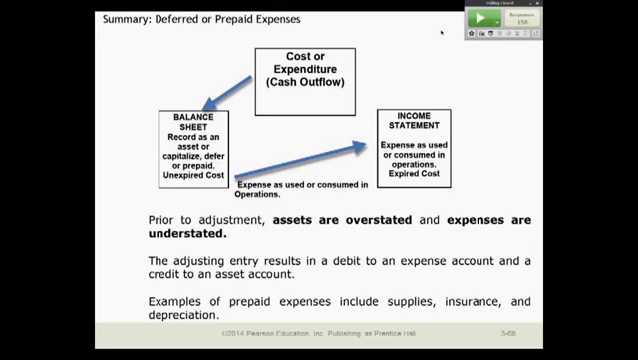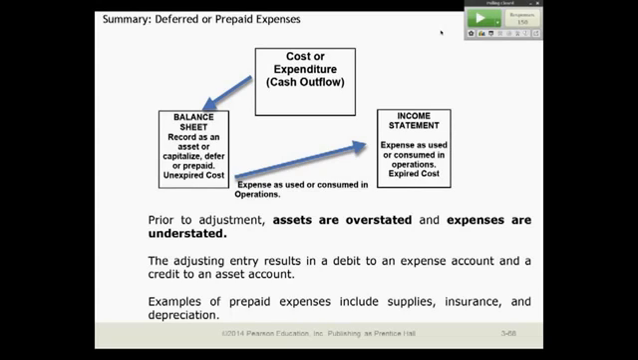As the expenses are used up or consumed, they swing this way. So if you look at the flow, it goes from the cost into the asset account, and then it swings into the expense as it's used up. Now, before you make the adjustment, the assets are overstated and expenses are understated. So prior to the adjustment, assets are too high. For example, when we took our depreciation off the asset, that means it is going to be reduced. Before we take the depreciation, it's too high and we have to adjust it, and the expenses are understated. The adjustment always results in a debit to an expense and a credit to an asset.